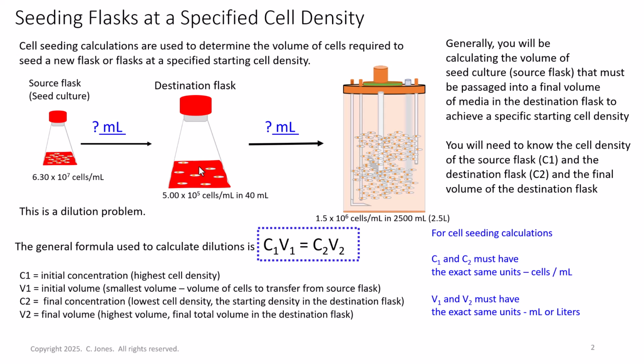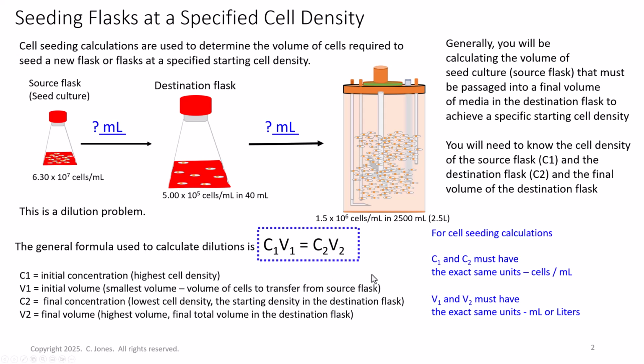So again, what we're going to be doing is calculating the volume of the seed culture, that is the volume of cells from the source flask that must be passaged into a final volume of media in the destination flask to achieve a specific starting cell density at a specific volume.